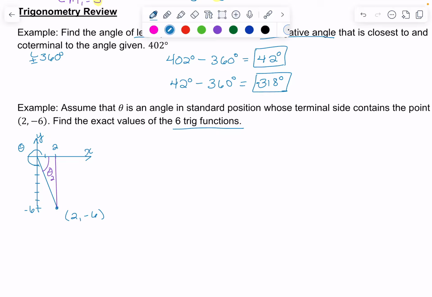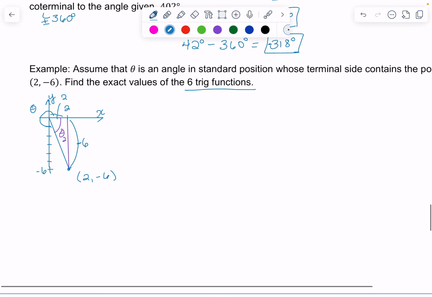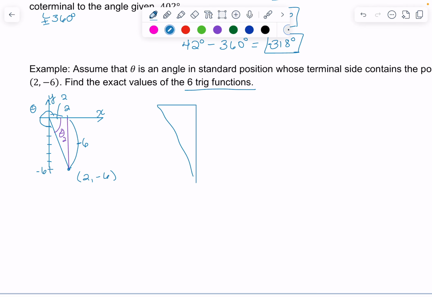That means I went over and this distance right here is 2, and this distance right here is 6, actually -6 because I went down. And so I'm going to use that information. Let's draw this triangle a little bit outside. If you were in the class that did this problem, this might be a little bit easier to see. So the 6 trig functions of this angle theta are going to be the same as the ones that we had with the other one.